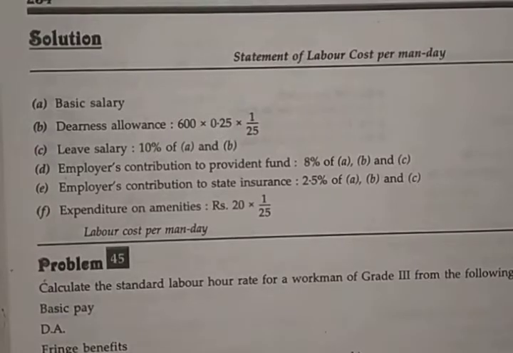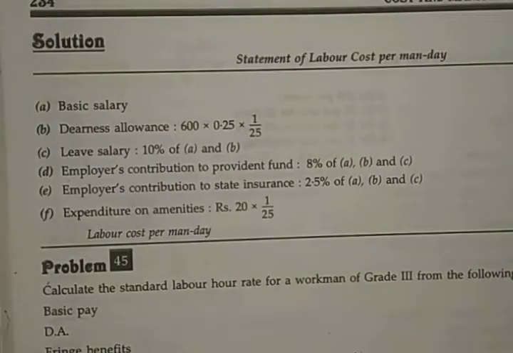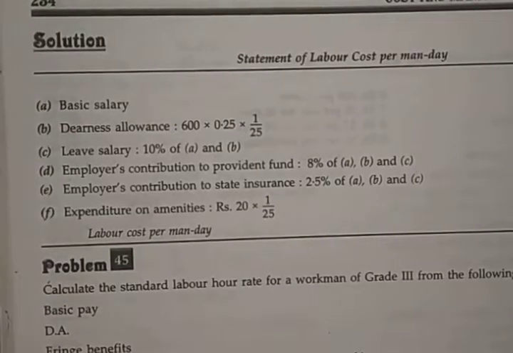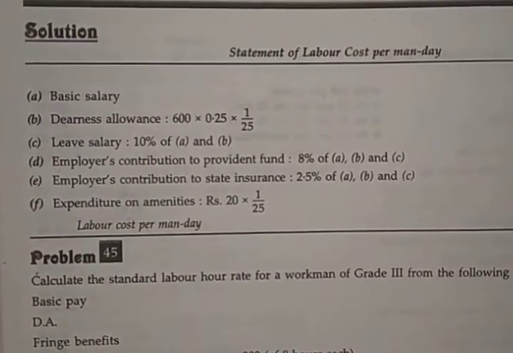The month is given in the question. See here, 25 days given, right? How many days given? 25 days. That means per day rupees 2, so 25 days will be how much? 25 twos are 50. So this way you can calculate if you want.